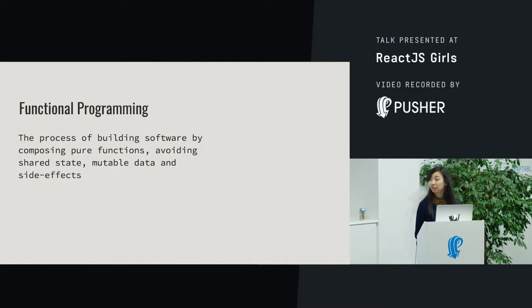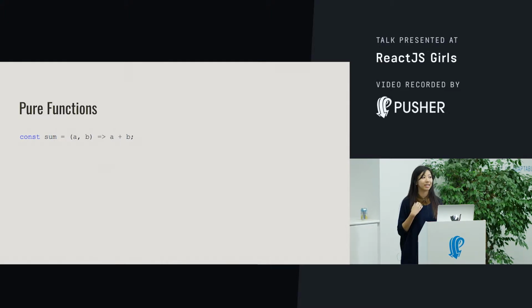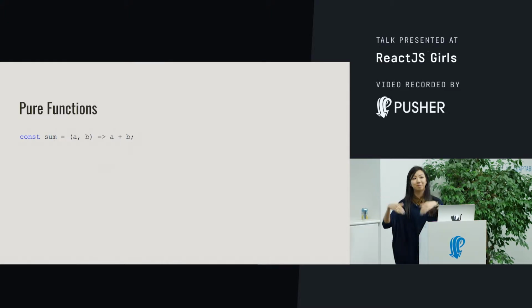A pure function is something like this. This is a really simple one. It adds two numbers together. Any number that you pass into it, you'll always get the expected result. There's nothing that can change. It's really easy to test because you just get the two numbers. It doesn't rely on anything outside of the function, and this is great.